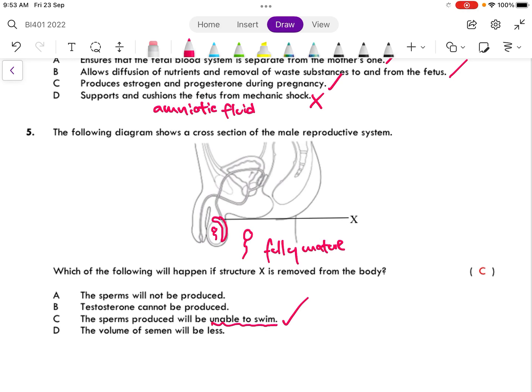Testosterone cannot be produced? The epididymis is not where testosterone is produced. It's instead produced at the testicles. D. The volume of semen will be less. Okay, that's not true. You will still produce sperms, so the volume should remain the same, just that these sperms are unviable. They are unable to swim.